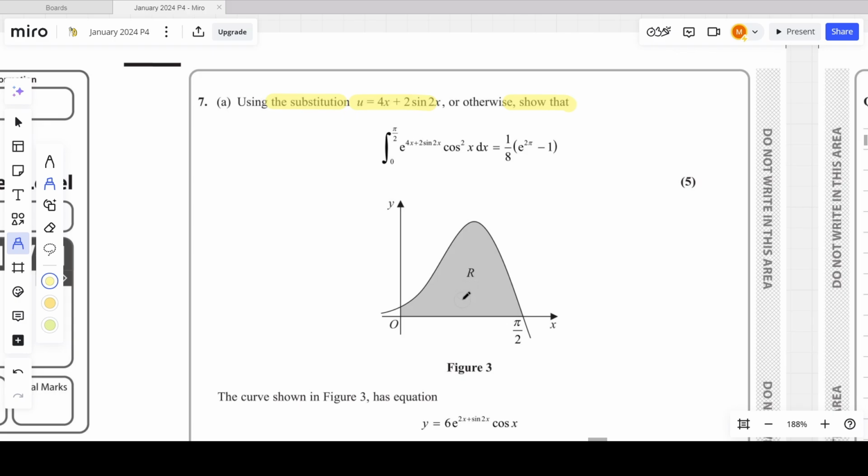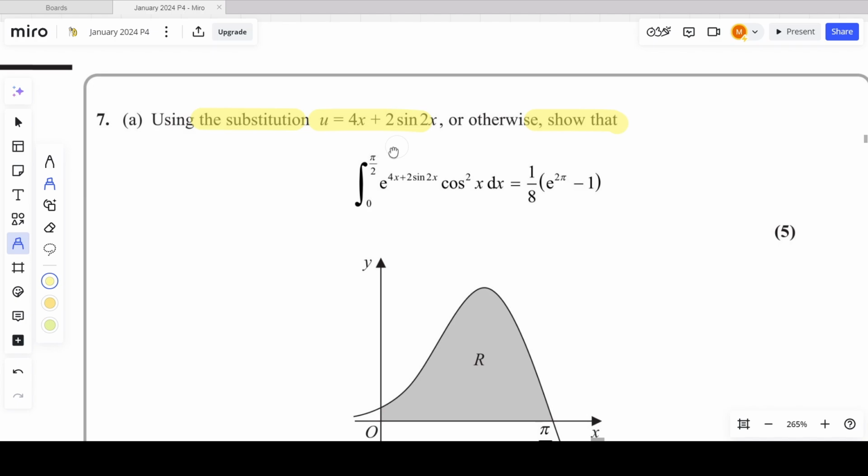Integration by parts was in the previous question, either question number 6 or 5, which we did in the previous videos. In this process we have to use integration by substitution. For integration by substitution, the first thing we need to do is the substitution.